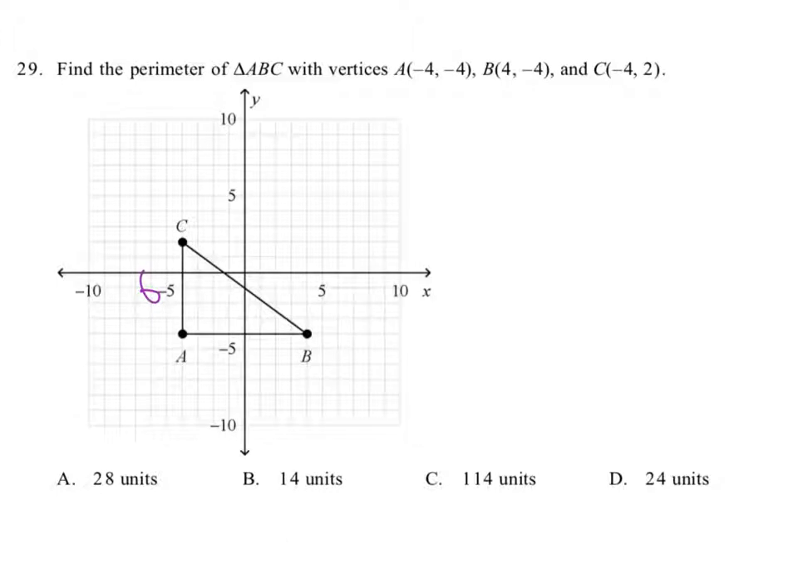Okay, so in this direction, we're saying how many units this way? 1, 2, 3, 4, 5, 6, 7, 8. And that is 8 units in that direction.